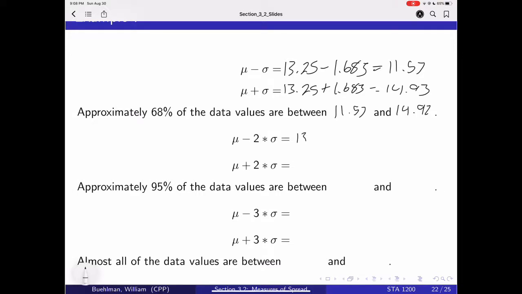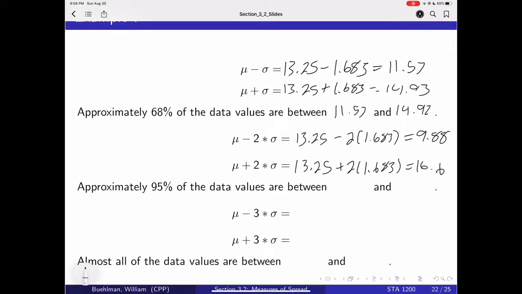So now we're going to do 2 standard deviations. So again, the mean hasn't changed, still 13.25. Now minus 2 times the standard deviation of 1.683 and plus 2 times the standard deviation of 1.683. When we do those calculations, we get 9.88 and 16.61. So approximately 95% of the data values are between 9.88 and 16.61.